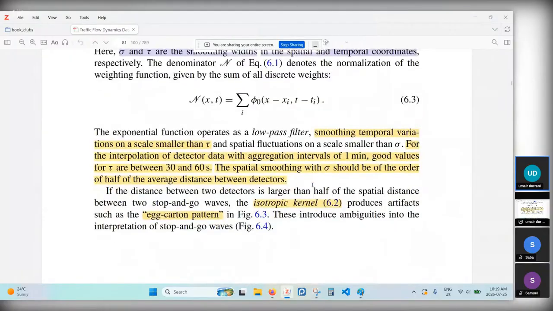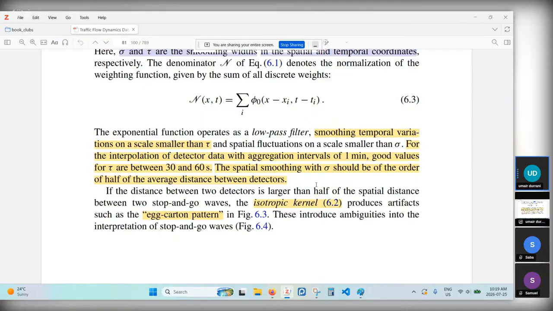So what they recommend here in the chapter is, they say for the interpolation of detector data with aggregation intervals of 1 minute, good values of tau are between 30 and 60 seconds. So any value smaller than tau will be smoothed away. Any value larger than that will not be.